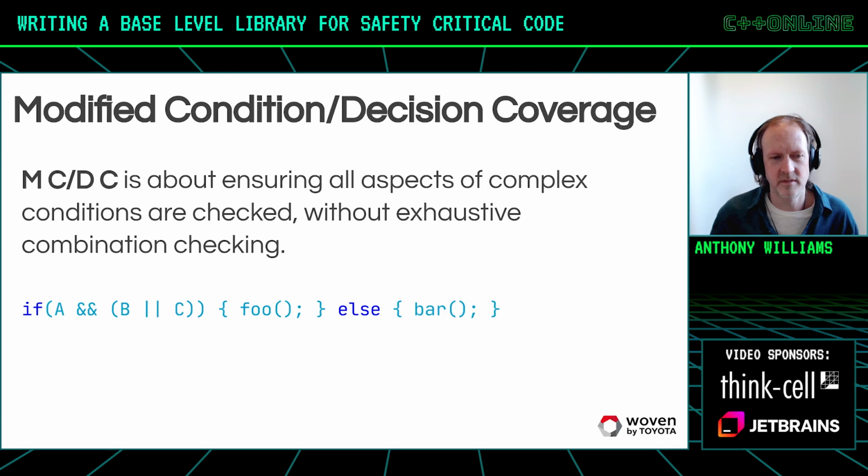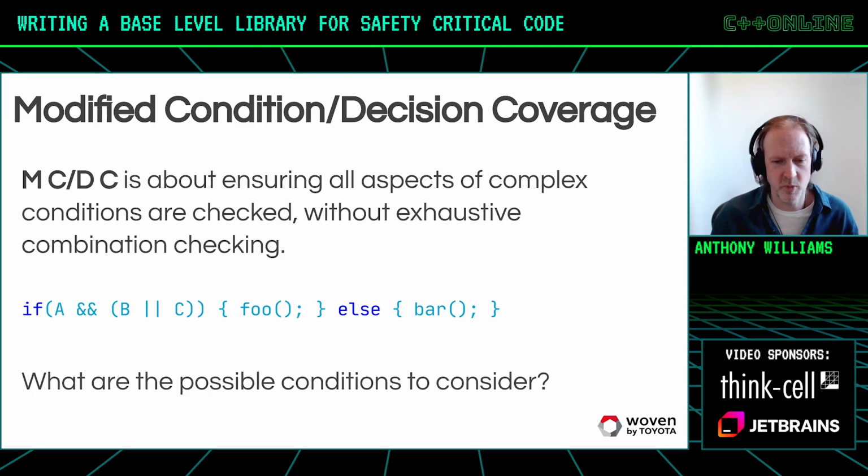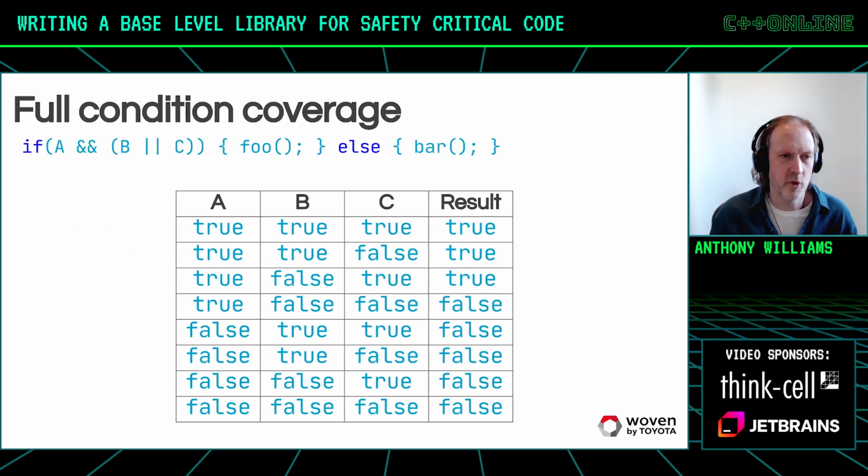Okay, so if we have our single lines, we're going to get 100% line coverage, whichever way things come out. But we've got three basic conditions. We're checking A and B and C, and we're looking for if A is true and either B or C are true, then we do foo. Otherwise, we do bar. So that's what our code is written to do. So what are the possible conditions we need to consider? In this case, we've got three possible Boolean testable things coming in, and so that is 2 cubed, which is 8 different options.